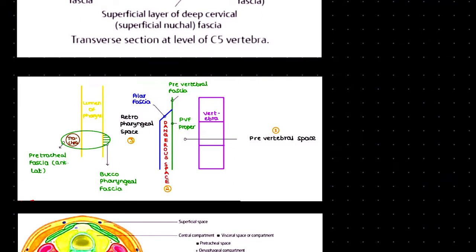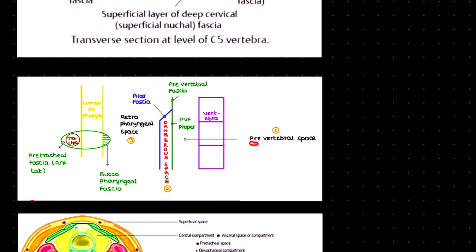Okay, what is this? This is the vertebra posteriorly, and in front of the vertebra we have the pre-vertebral fascia. Now between this pre-vertebral fascia and the vertebrae we have the pre-vertebral space. This is the one space that we are talking about. Now this pre-vertebral fascia is also divided into two parts. One is our alar fascia, and another is the pre-vertebral fascia proper.